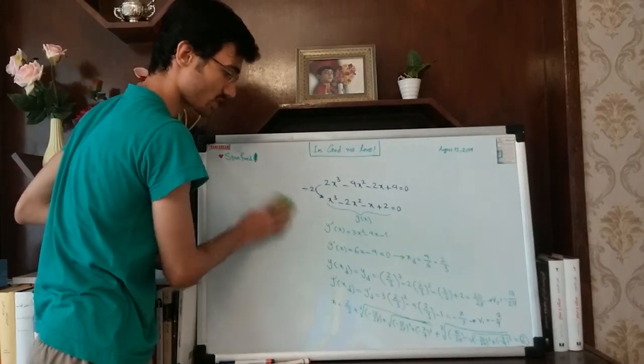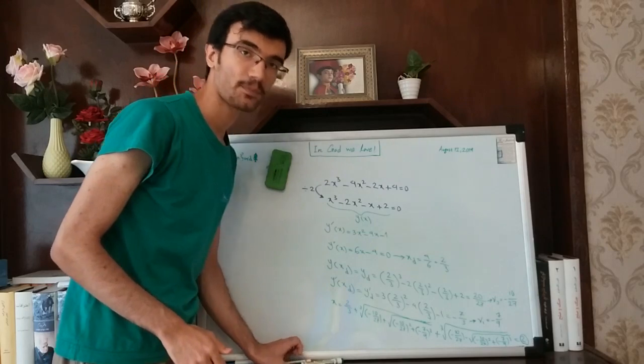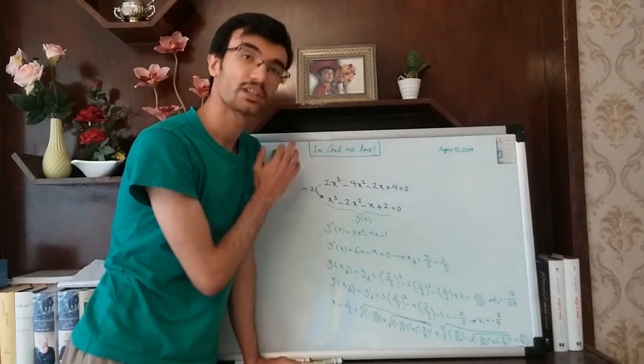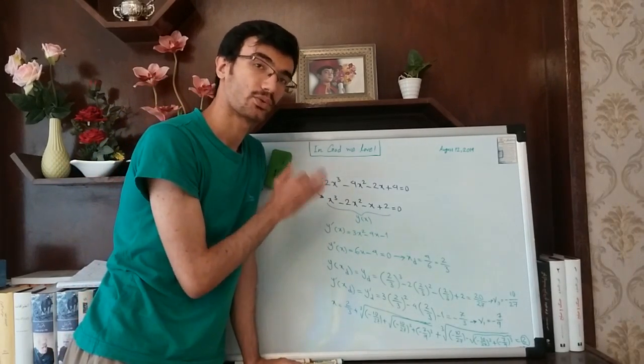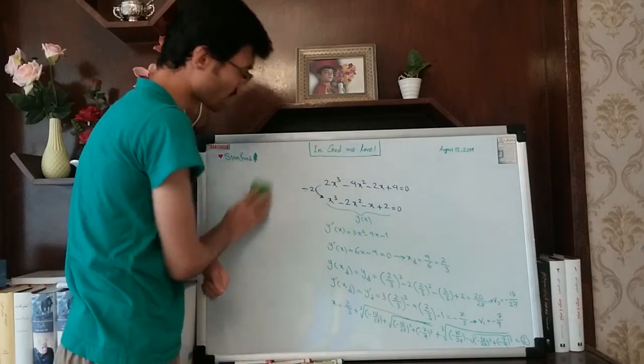Okay, now we have just one of the roots of this equation. But according to the fundamental theorem of algebra, any equation of degree n has exactly n roots. So any cubic equation must have 3 roots. But now we have just one of them. So what should we do now?